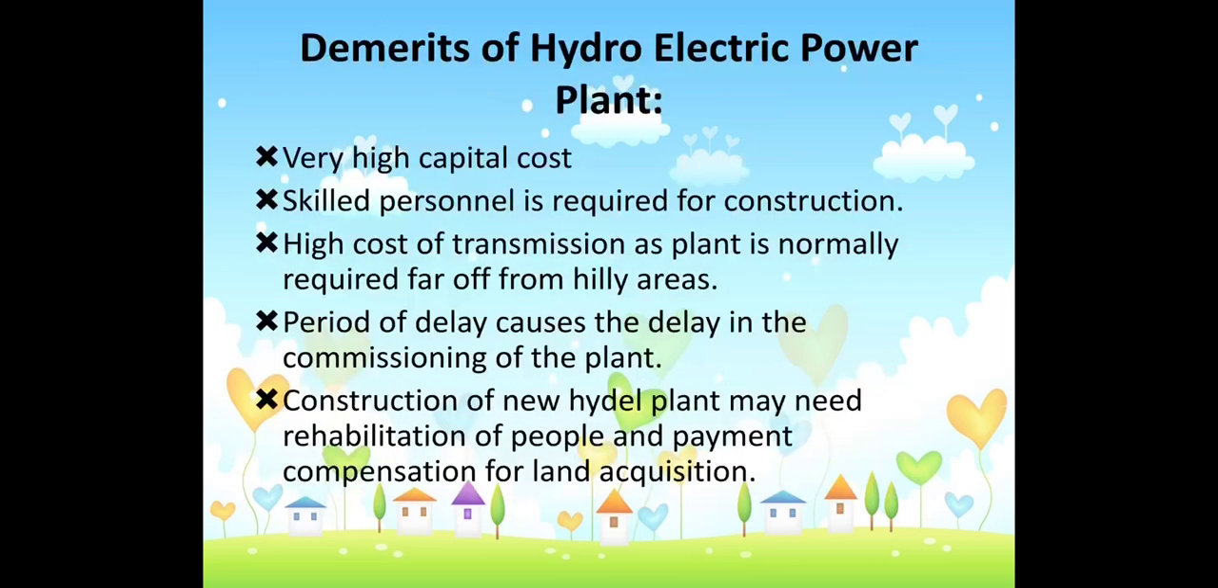And then the demerits. Very high capital cost, and skilled persons are required for construction. If a dam bursts, it would produce very huge loss of money and life. High cost of transportation, as the plant is normally required in far and high hills areas. It needs more cost. Delays in the commissioning of the plant construction. A new hydropower plant needs rehabilitation of the people and payment of compensation for the land acquisition.